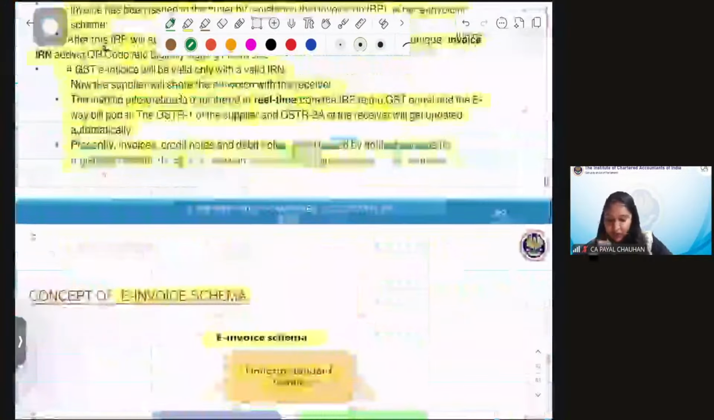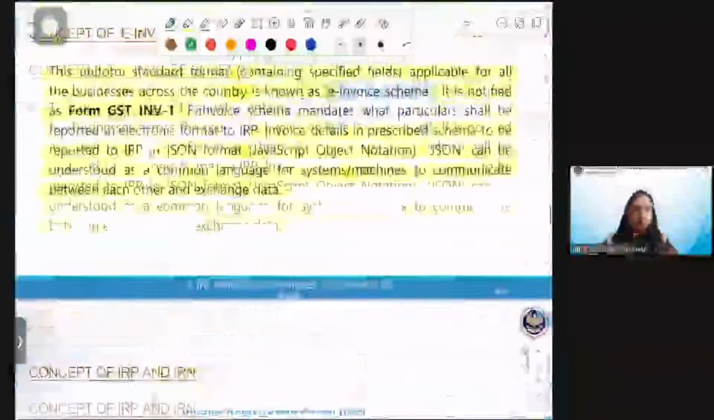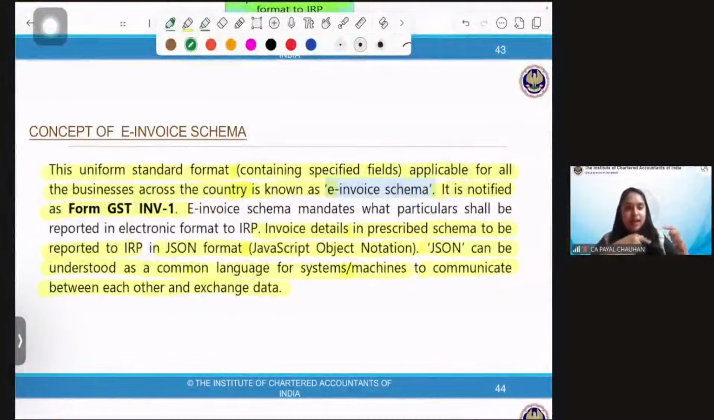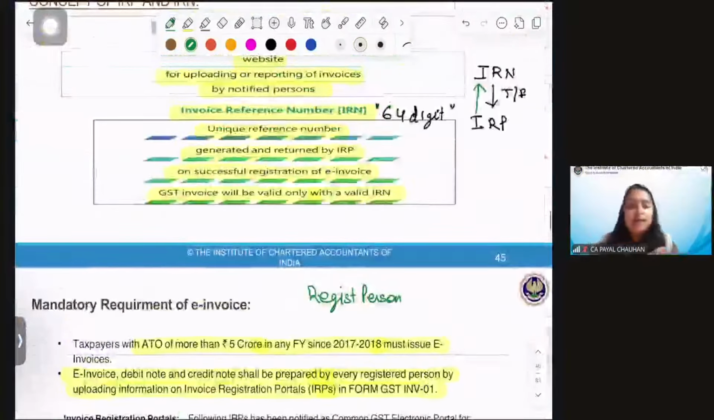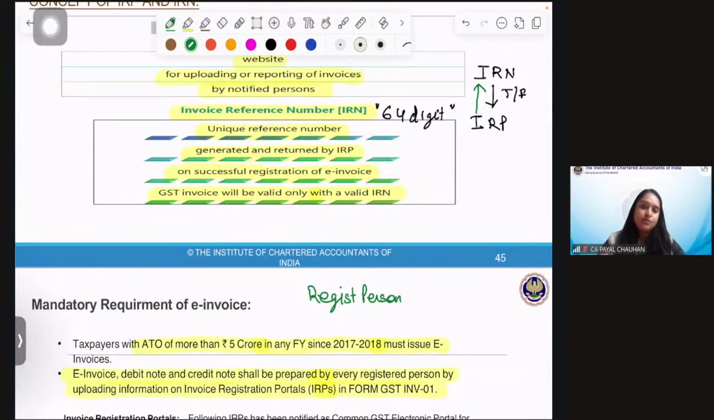Next question to you is, remember this. There is a machine language which my software will interact with, which is known as JSON. And the full form is JavaScript Object Notation. Everyone remember now? It is a common language used by the machines. Perfect.